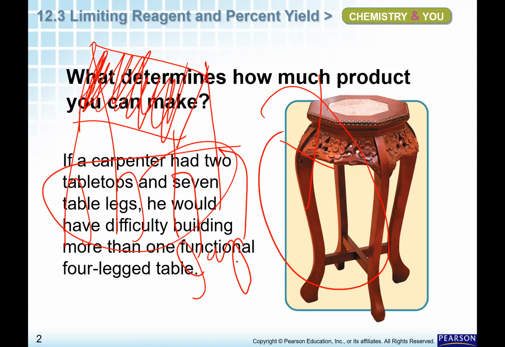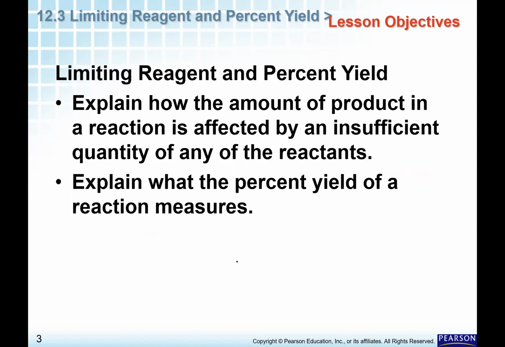The one that stops you from finishing is the legs. Those are the ones which limit you, not the table tops. So in this case we say the legs of the table are the limiting reagent. That's the one which stops you from doing that, while the table tops are in excess. You mean stopping me from doing another table? Yeah, it will stop you from doing another table.